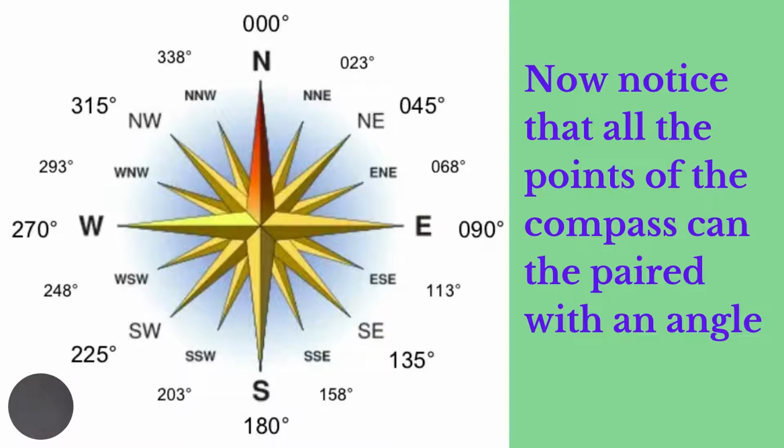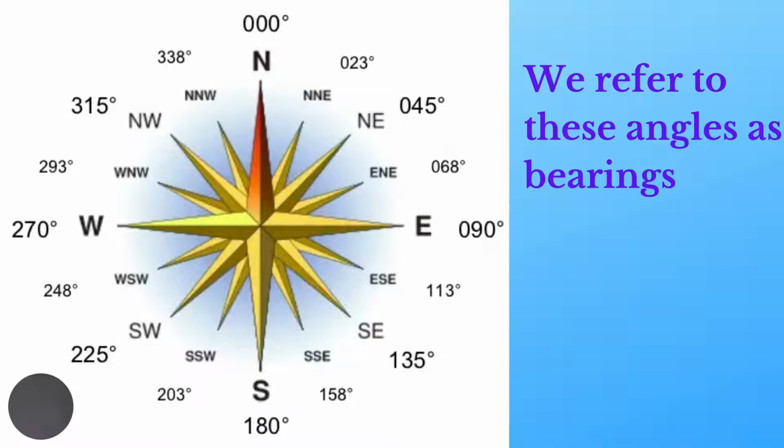Now, another important thing for us to note is that all the points of the compass can be paired with a corresponding angle. We refer to these angles as bearings. Thus, we can calculate angular bearings, and we can use angular bearings as a means of giving direction as well.